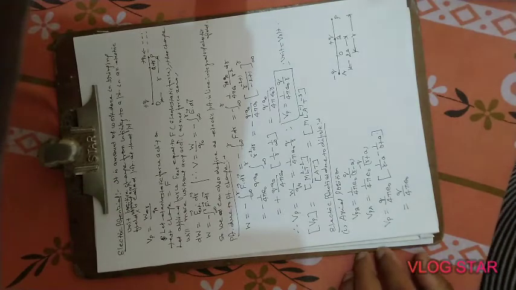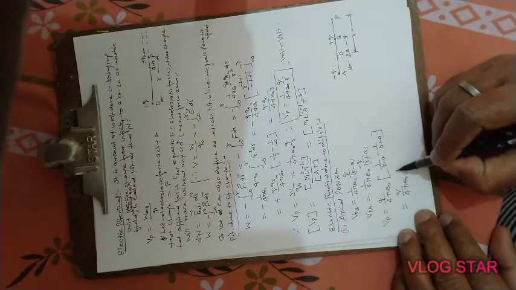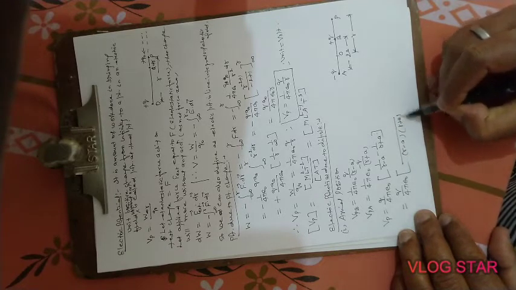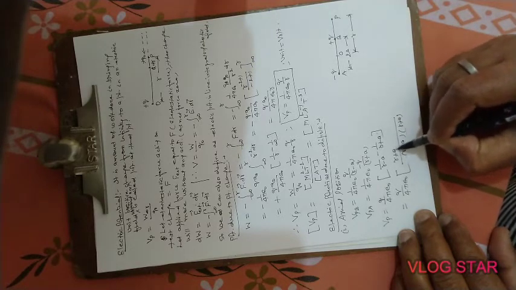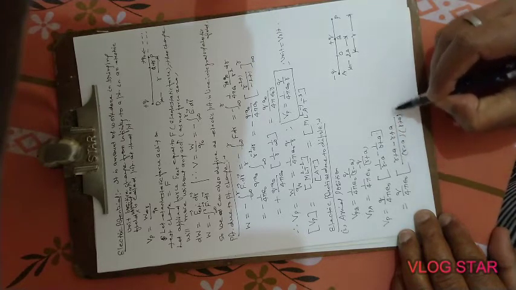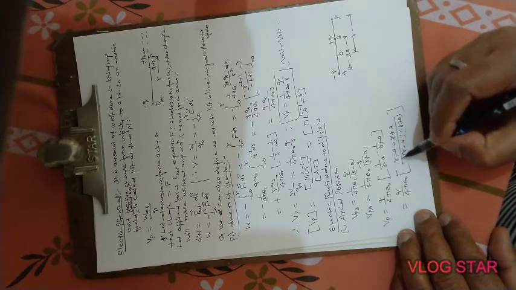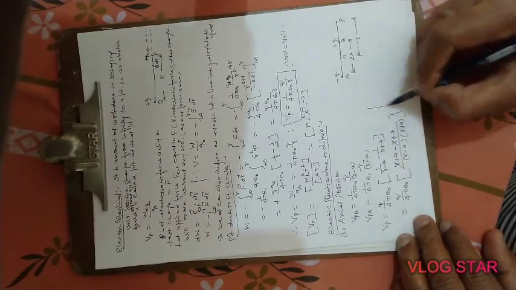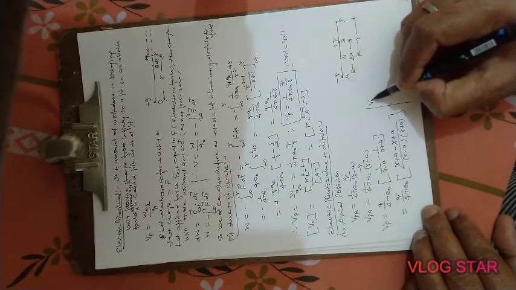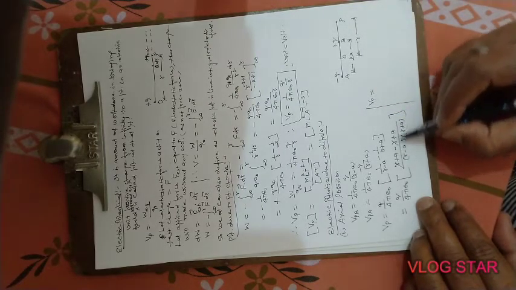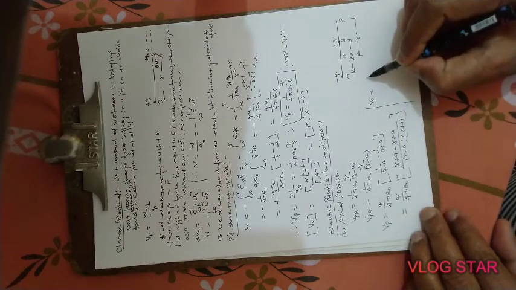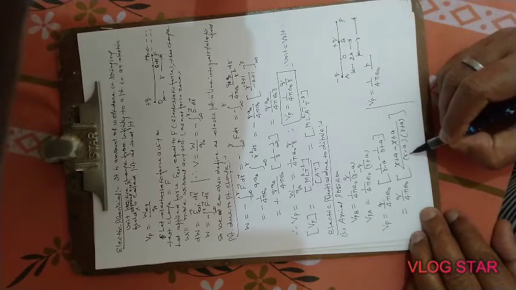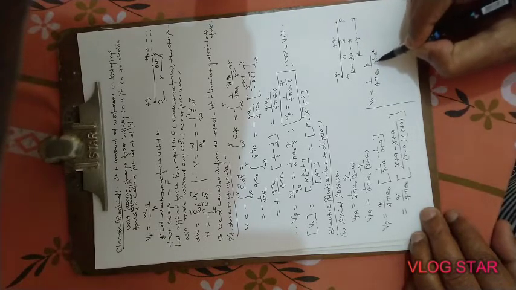You take LCM: r minus a, r plus a. r plus a minus r plus a, that one is cancelled out. So 2a, that will be... now p equals 2aq, which means the potential is 1/4 pi epsilon naught p upon r square minus a square.